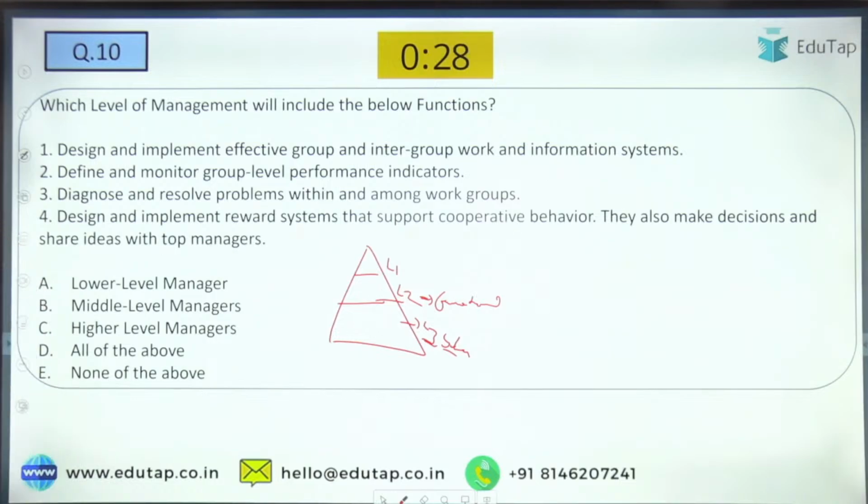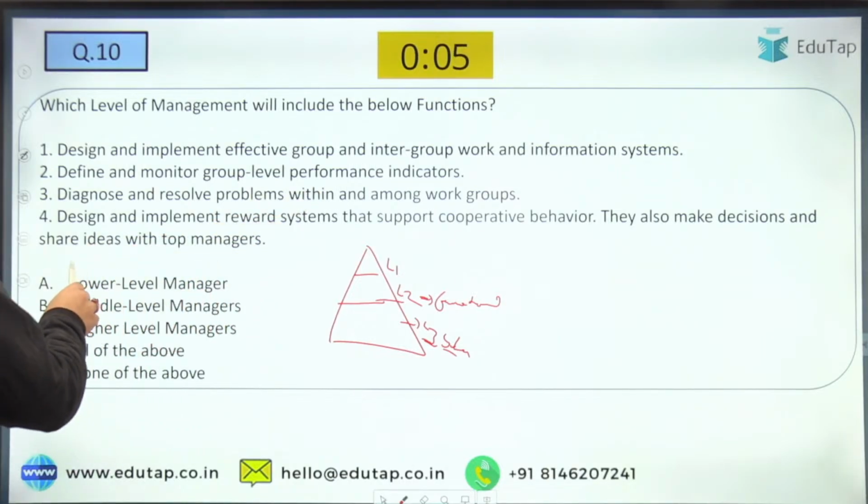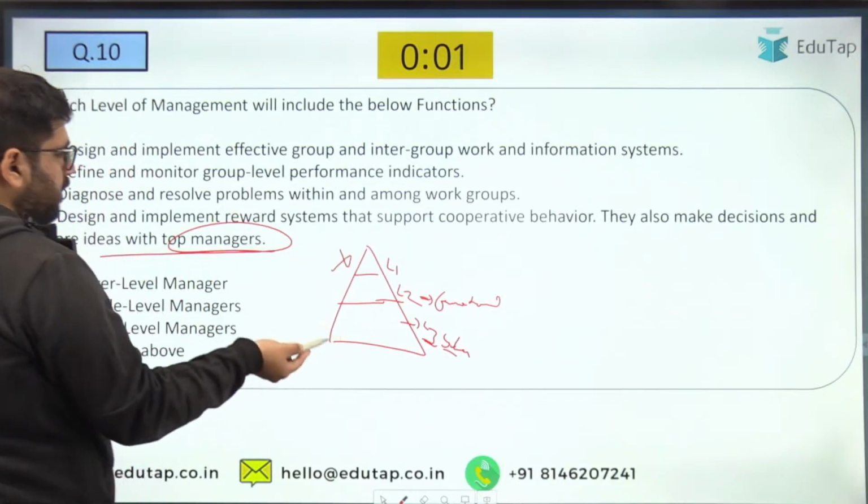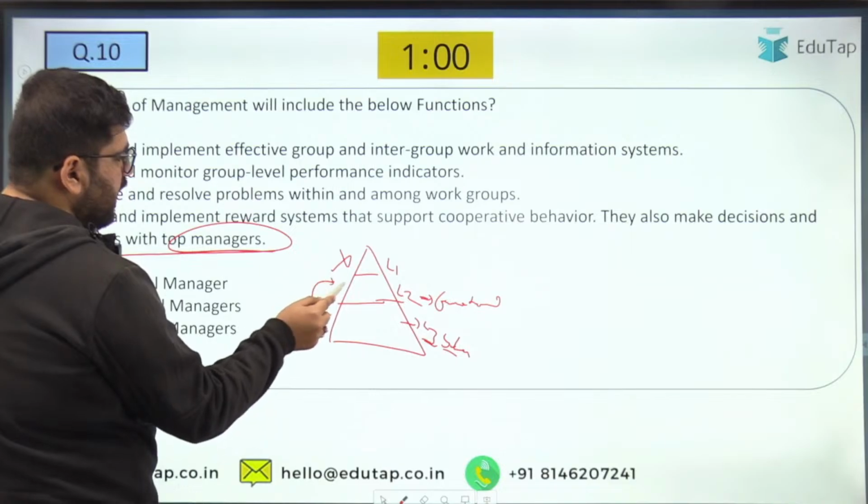Now try to answer this question on the information which the question has fed to you. If any person is designing and implementing effective group and intergroup work and information systems, defining and monitoring group level performance, diagnosing and resolving problems within and among groups, designing and implementing reward systems that support cooperative behavior, they may also make decisions and share ideas with top managers. So definitely it will not be level number 1. Now level number 3 shares the ideas with the middle level.